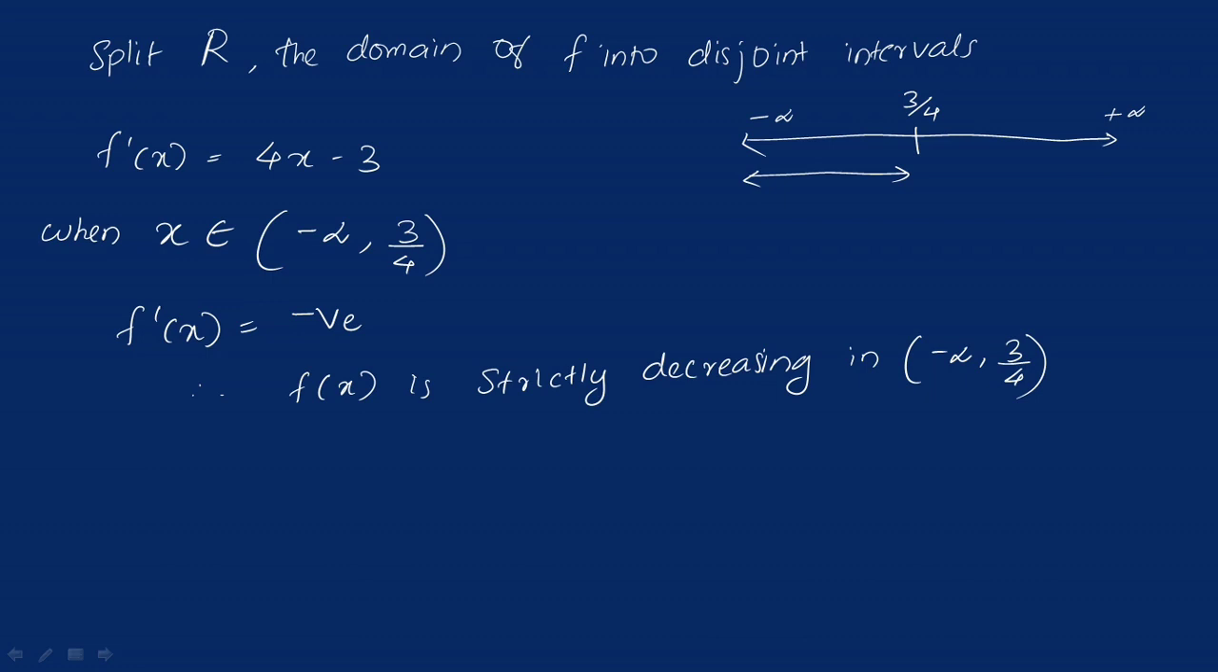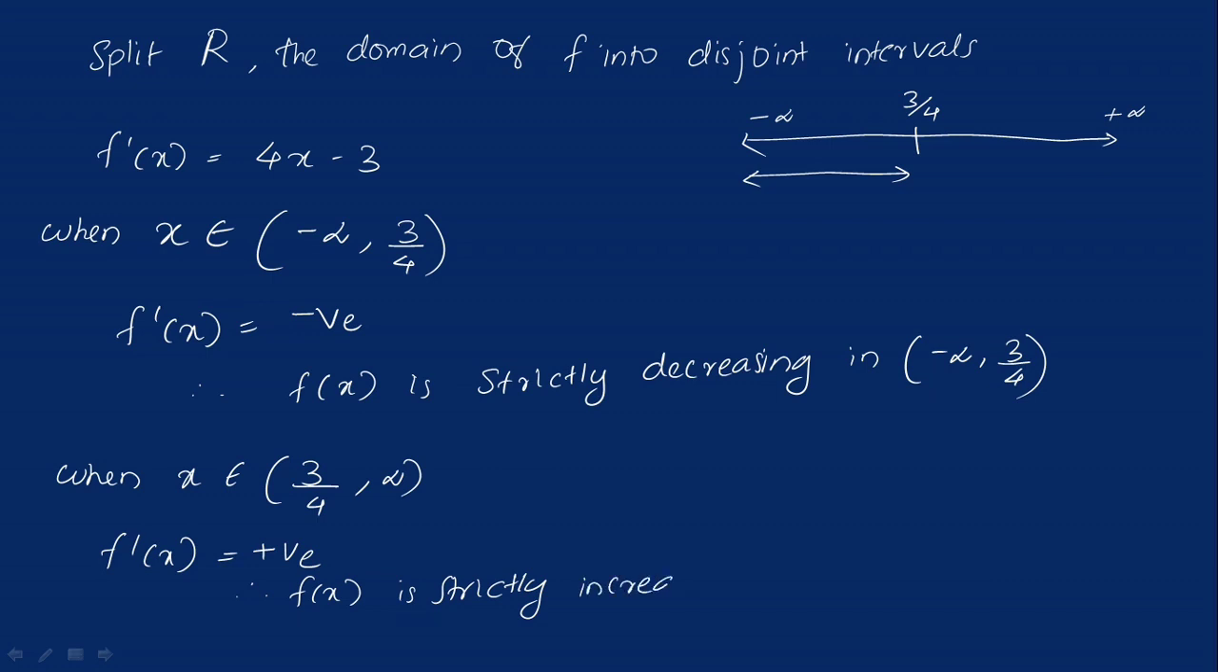Now what happens when x belongs to the interval 3 by 4 to infinity? When we apply any value for x in the equation f dash of x is equal to 4x minus 3, we will get a positive quantity. So we can write f of x is strictly increasing. That means it is strictly increasing in the interval 3 by 4 to infinity.